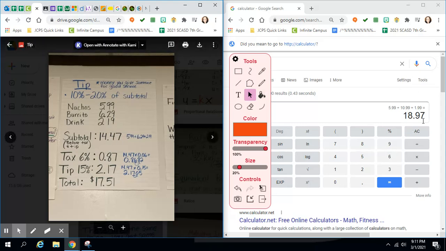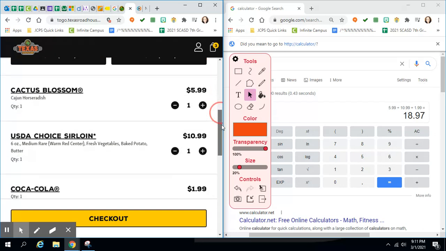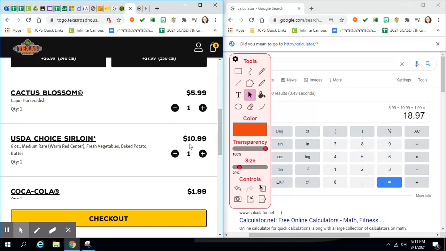Now, for my Texas Roadhouse order, which is $18.97, the first thing we're going to do is figure out the tax. In this case, the tax is going to be 6% of my subtotal, and the reason for that is because in Louisville, in Kentucky, the sales tax is 6%. So I'm just going to write this over here.